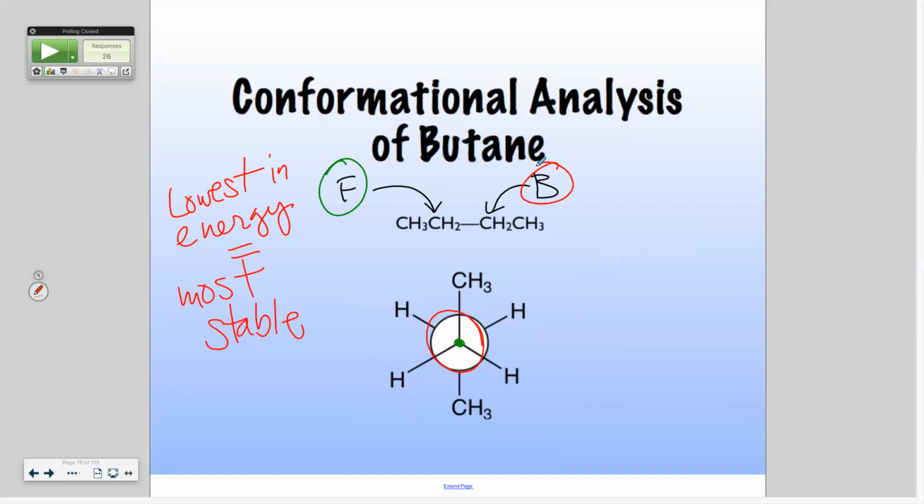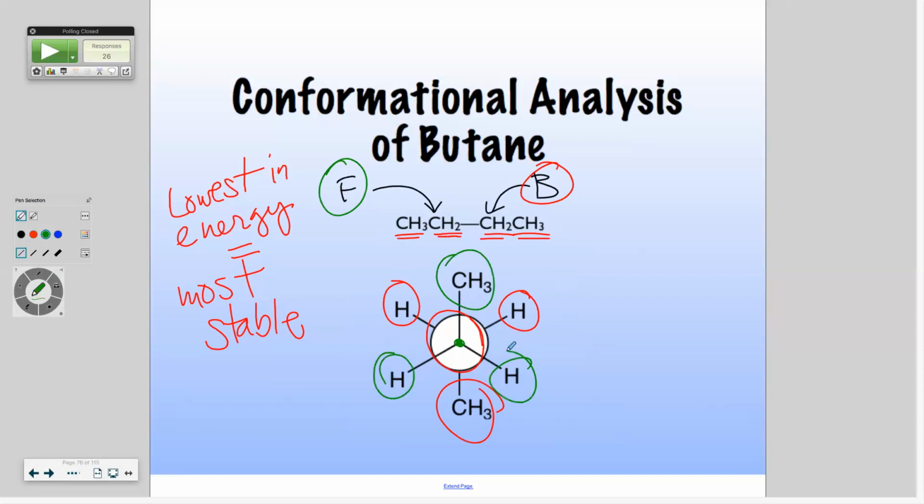So the front carbon is attached to the back carbon, but what else is attached to the front carbon? 2 hydrogens and a methyl. And the back carbon has 2 hydrogens and a methyl. So now you see where they are. Here's the back: 2 hydrogens and a methyl. The front one, they're here.